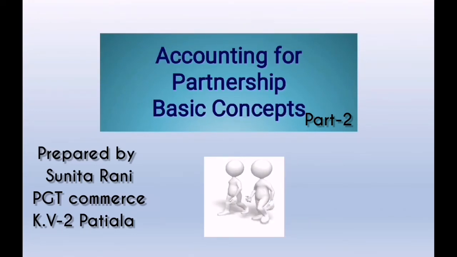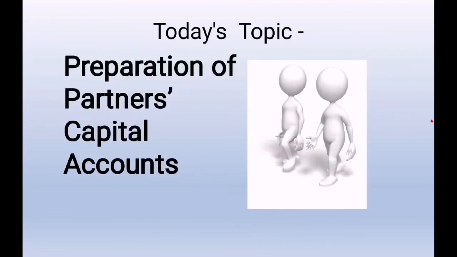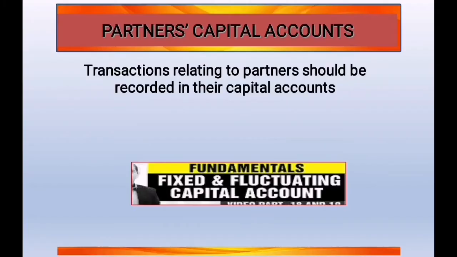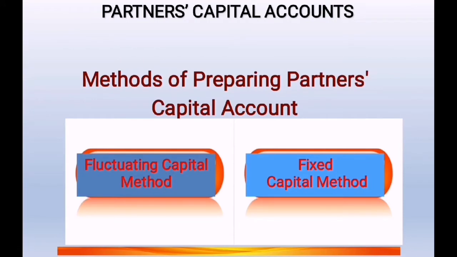Hello everyone. Today we are going to start with another topic for the chapter Accounting for Partnership Basic Concepts. The topic of today is preparation of partners' capital accounts. The transactions related to the partners should be recorded in their capital accounts. There are two methods of preparation of capital accounts. Number one is fluctuating capital method and number two is fixed capital method.